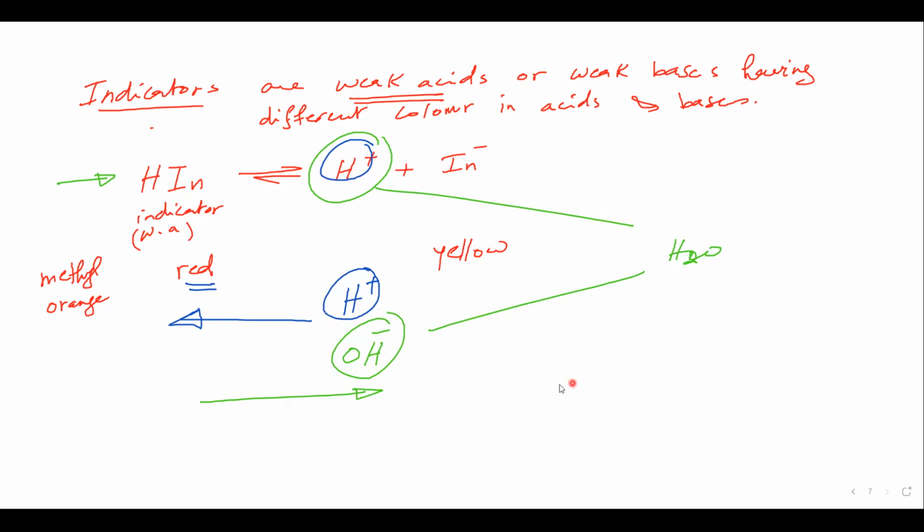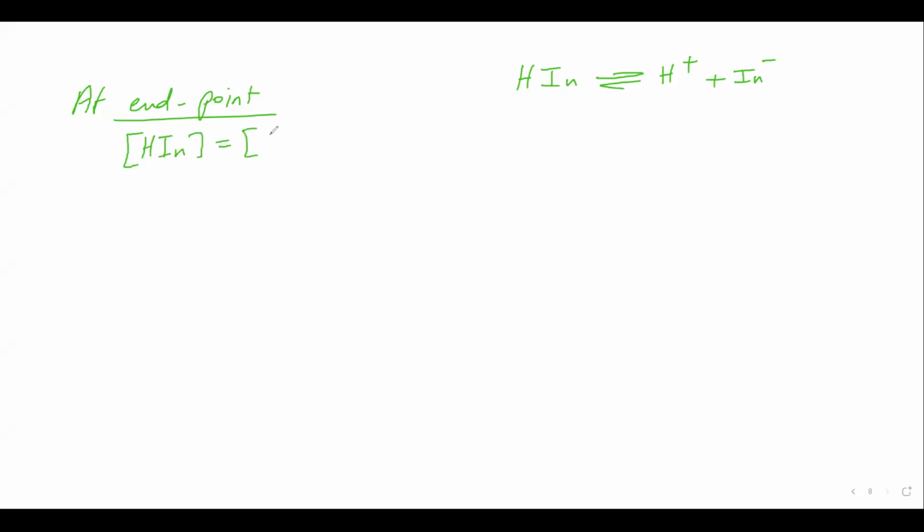But there is a point, which is the end point. We said that we have an end point. So at the end point, we have here HIN present at equilibrium with H positive plus IN negative. At the end point, the concentration of the HIN is equal to the concentration of the IN negative. And since we have equilibrium, we have an equilibrium constant, which we are going to call the equilibrium constant of the indicator.